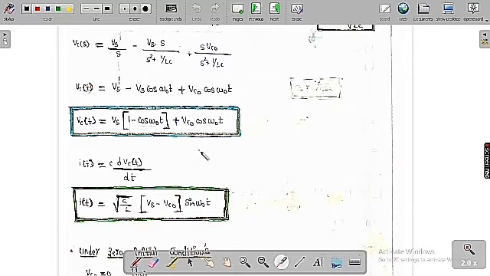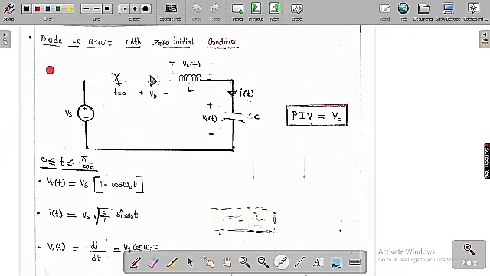These three are the very important relationships that you should remember to solve the LC circuit questions. So now we are going to see the diode LC circuit with zero initial conditions. Diode LC circuit with zero initial conditions means we are going to keep a diode and zero initial conditions. Then what is the nature of the current, voltage across the inductor, voltage across the capacitor, everything now we are going to see.